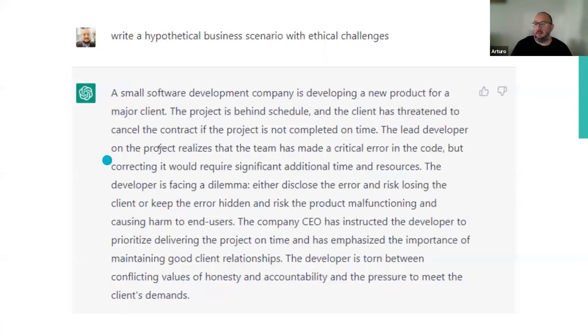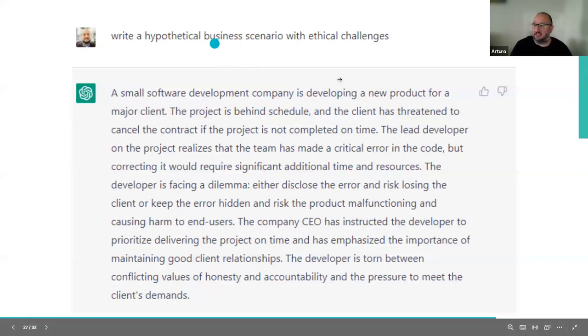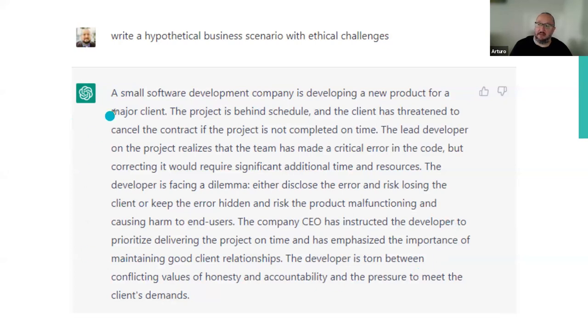And then part of it is writing it based on a hypothetical. So I actually ask AI to write me some hypotheticals, and this is one that it just created for me. So it's got a hypothetical, and that's that simulation part that we were talking about earlier.